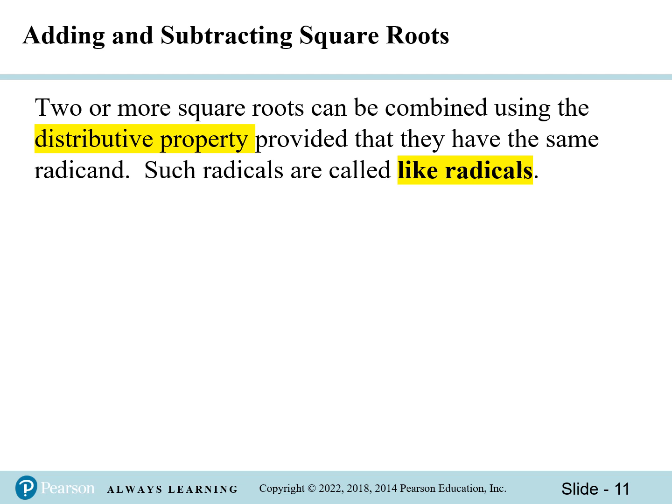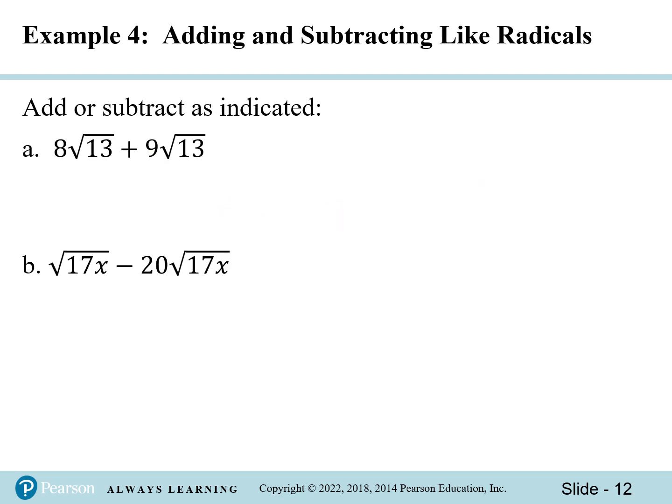We can use a distributive property. We can add radicals as long as they have the same radicand. A radicand is the number inside of a square root. So if I have something like 4 square root of 3 plus 2 square root of 3, because they have the same radical, we can combine those as 6 square root of 3. Technically, that's using the distributive property.